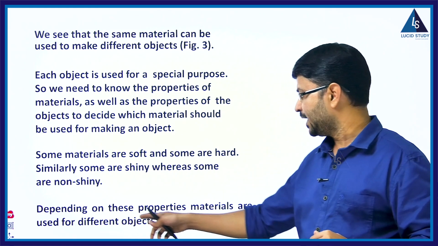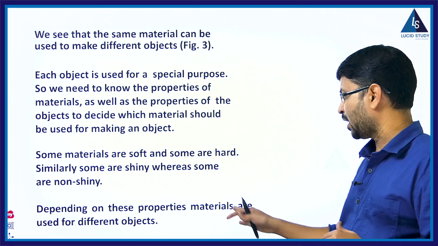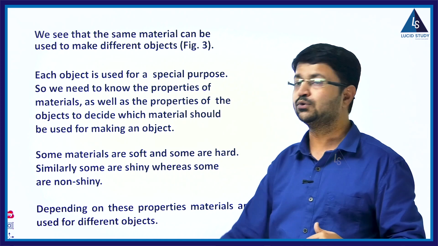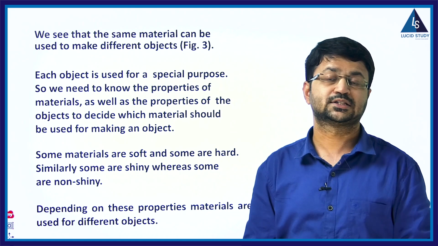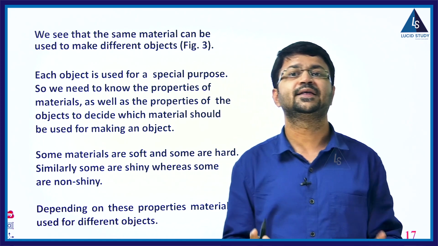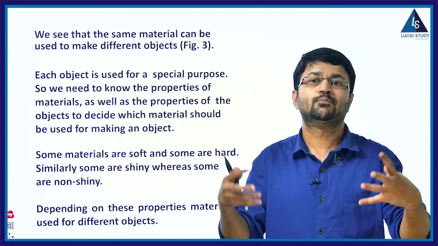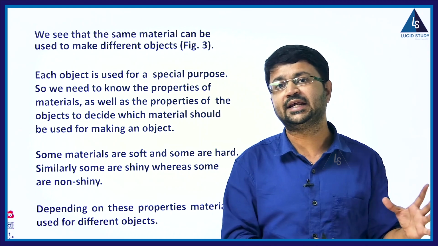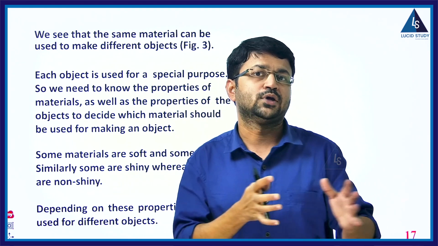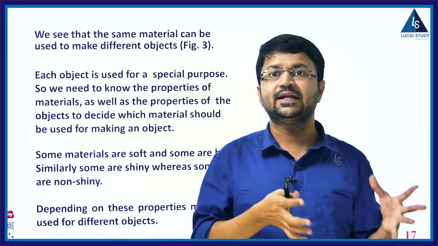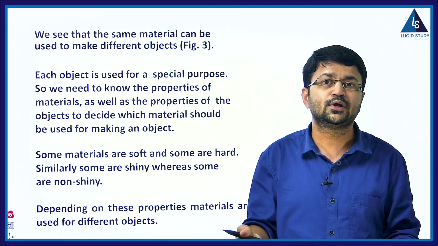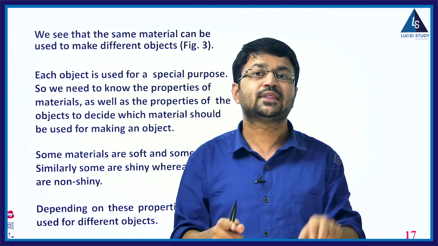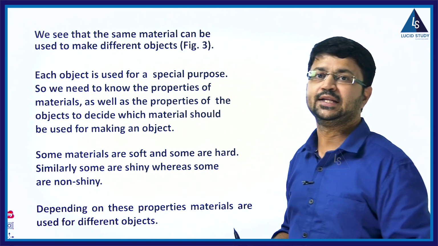Next, depending on these properties, materials are used for different objects. So here the ultimate thing in order to manufacture an object is the property of the material. Depending upon the object, we have to choose the materials, and again what kind of materials we are going to choose will depend upon the property of those materials.